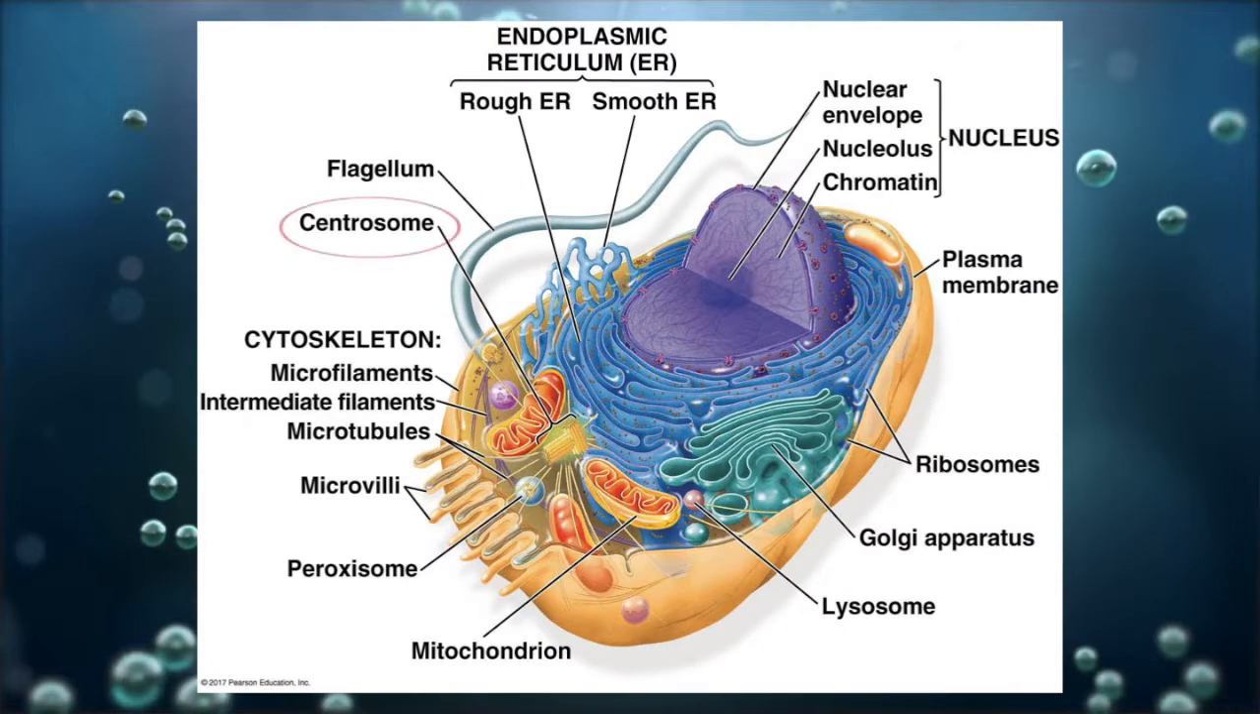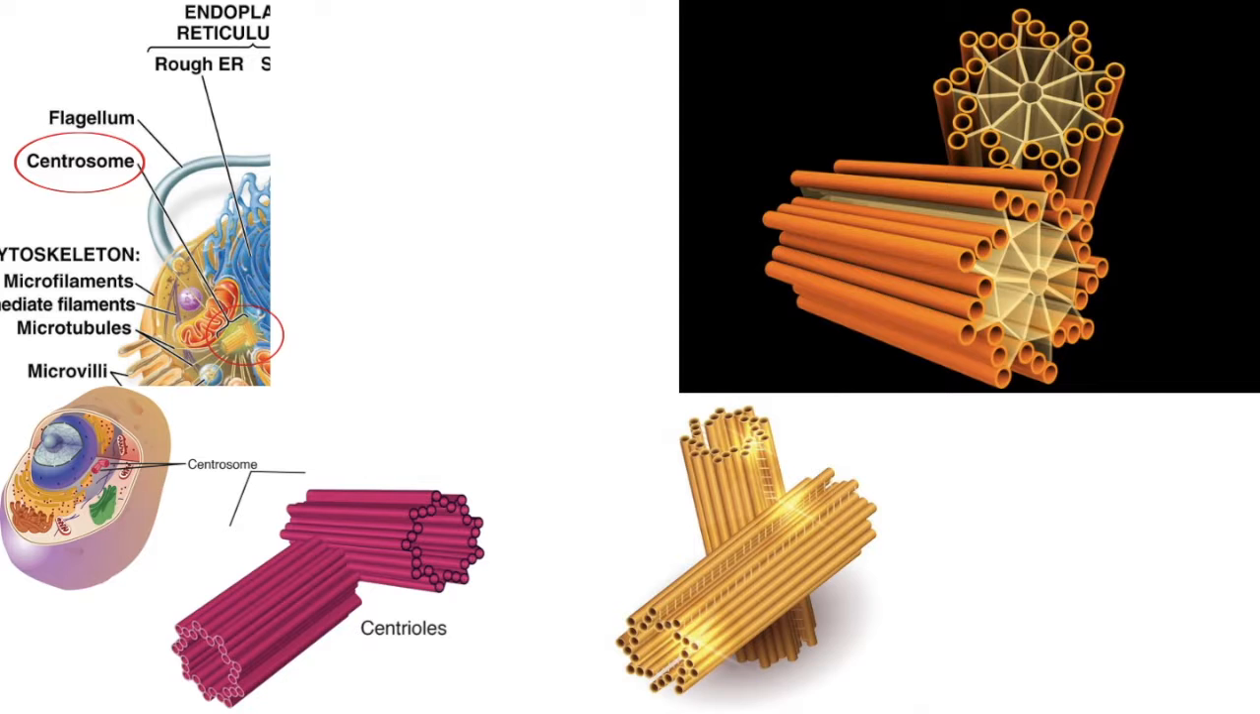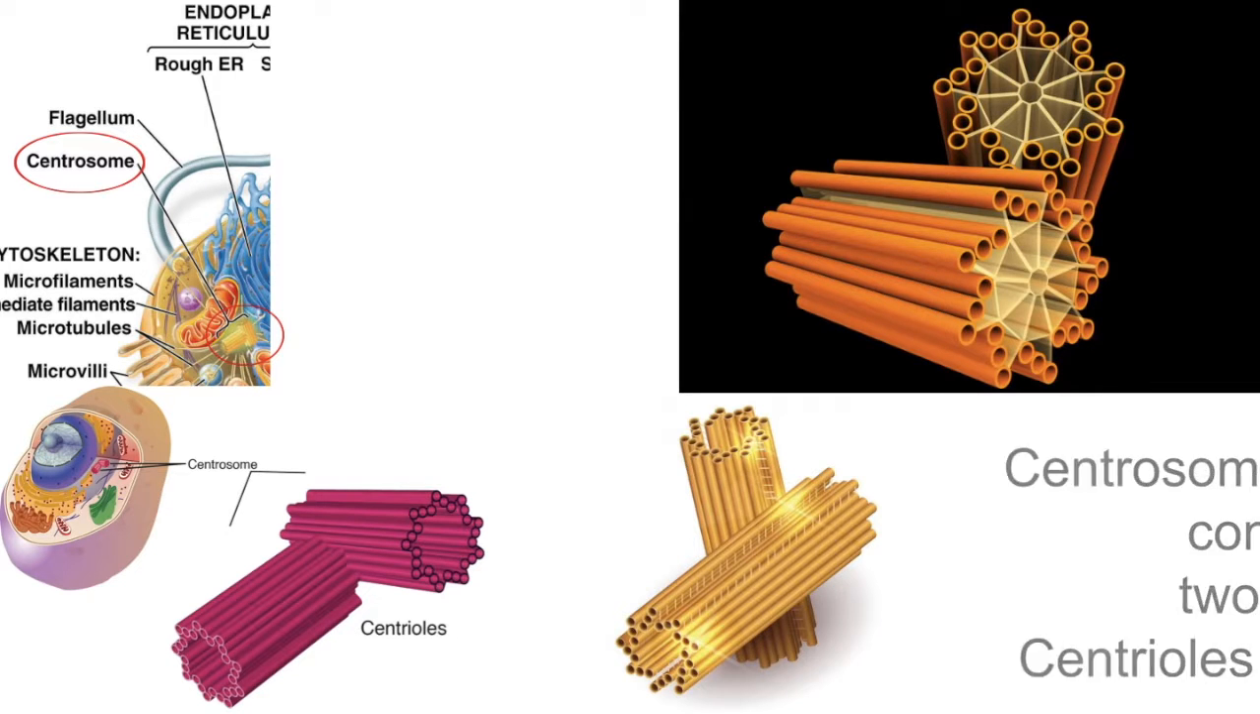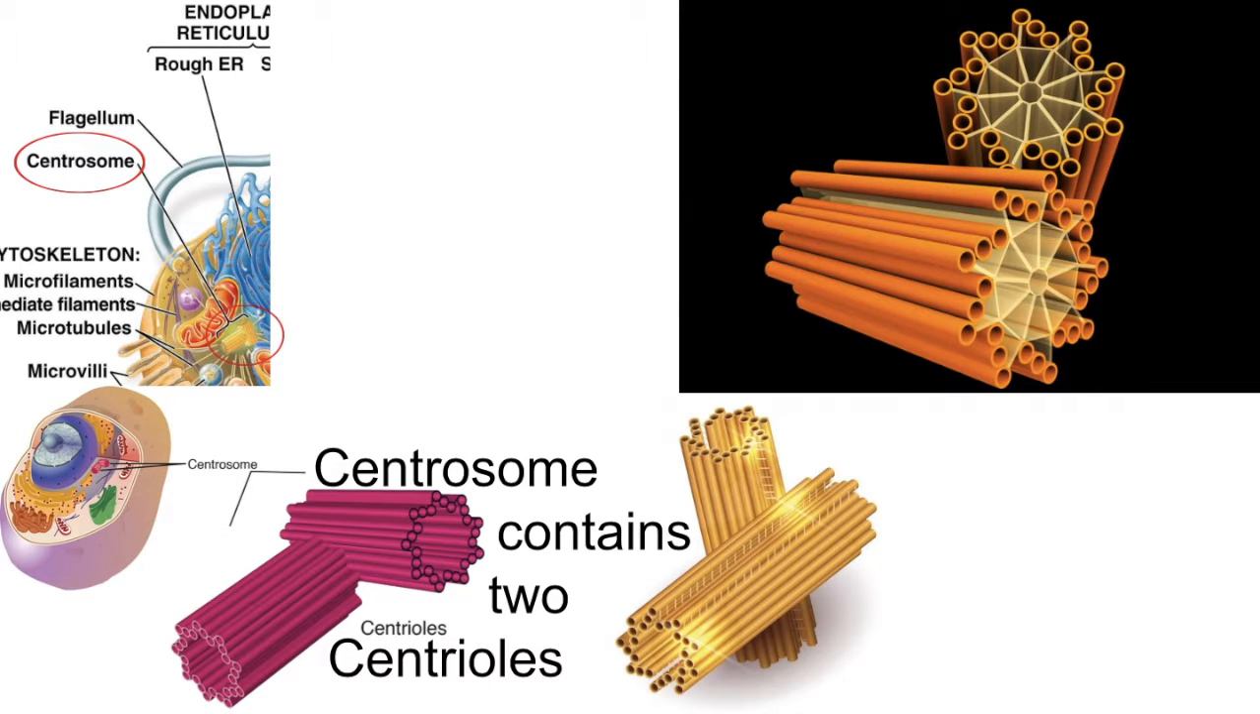Next on the list is the centrosome. Did I say that right? Centrosome. Now in this diagram, they only showed the centrosome, but what I want to talk about is the centriole. Centrioles. So basically, the centrosomes contain two centrioles inside of it. And until it's time for the centrioles to be used, the centrosome is where the centrioles stay. So they are not the same thing, it's just the centrosome is like a container for the centrioles.